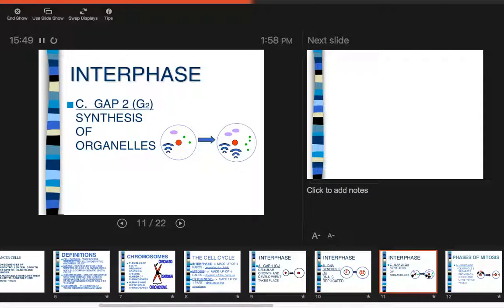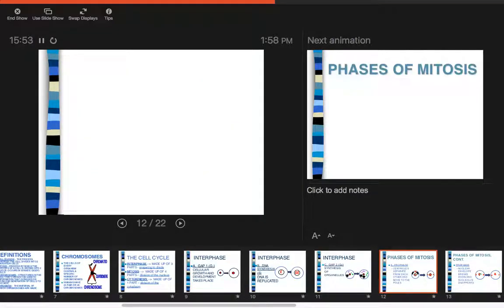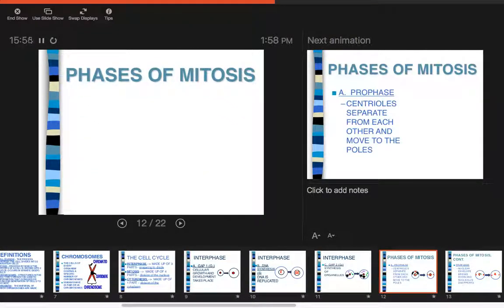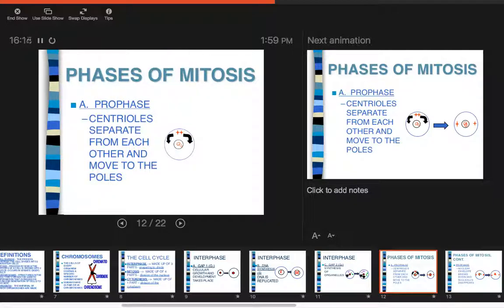All right, next stage, or the next big part is mitosis. So mitosis is how the nucleus kind of copies itself and gets ready for the cell to divide all together. Okay? There's 4 stages: prophase, metaphase, anaphase, and telophase. So the first stage, prophase.